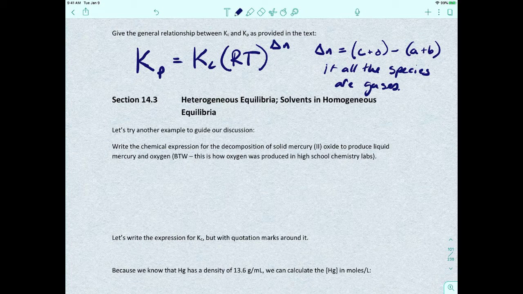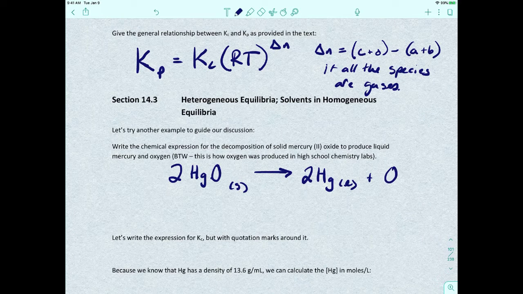So let's write the chemical expression for the decomposition of solid mercury(II) oxide to produce liquid mercury and oxygen. And by the way, this was how oxygen was originally produced in high school chemistry labs. Clearly we don't do this nowadays because mercury is not good for the environment. But what chemistry teachers used to do was take 2 moles of mercury(II) oxide, HgO, and they would decompose it to form 2 moles of liquid mercury plus 1 mole of oxygen gas.